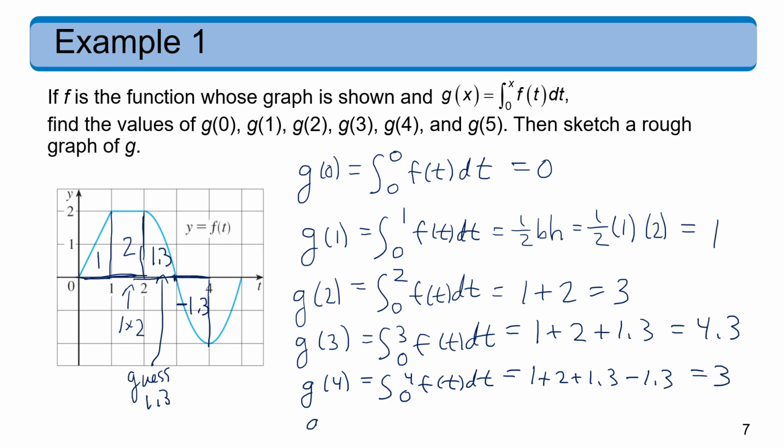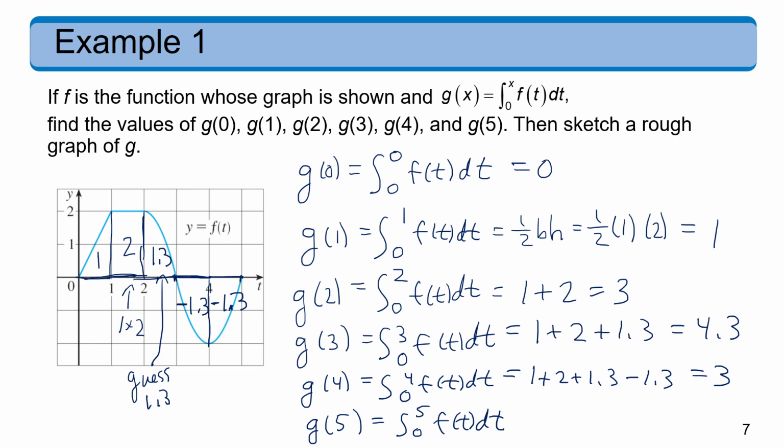Now we've got one more. G of 5 will be the integral from 0 to 5. So looking at our picture, we're now all the way over to here. So we've got another region to find the area of. Again, this looks kind of symmetric to these other two, right? So if these two are 1.3, this one looks like it's also an area of 1.3. But because it's below the axis, we'll count it as negative.